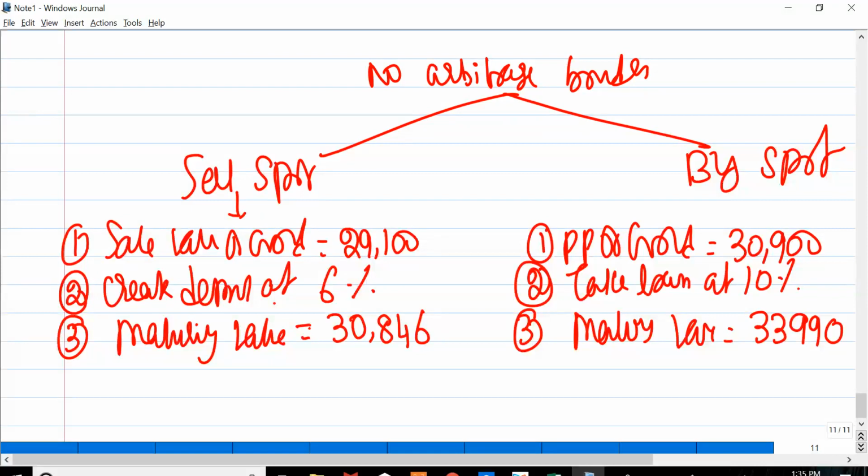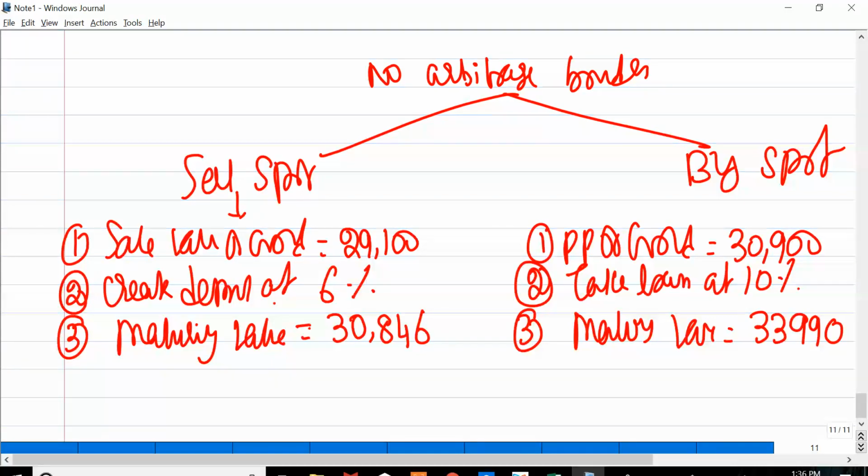Now my no arbitrage boundary, write this and then I explain it. No arbitrage boundary equal to 3846 hyphen 33990. No arbitrage boundary, I'll explain it. 3846 minus 33990. 30846 hyphen 33990. Now what does this mean is, if the price is anywhere in between today, you cannot have any arbitrage. The price has to be either below 3846 or above 33990.